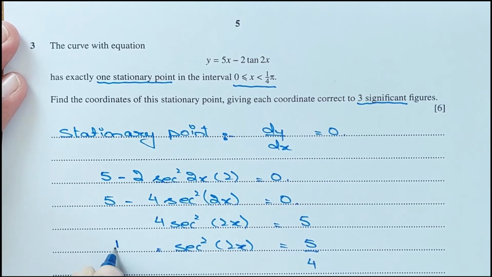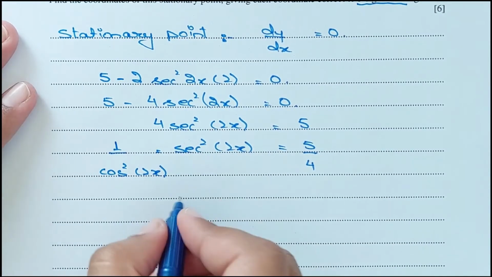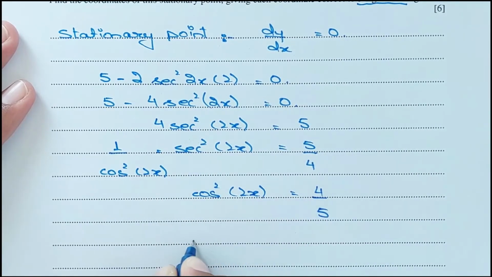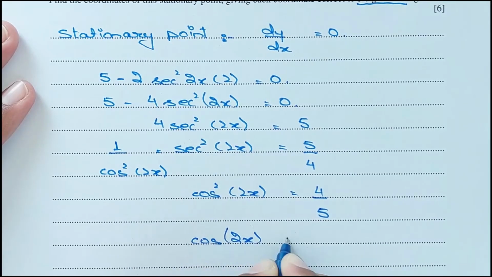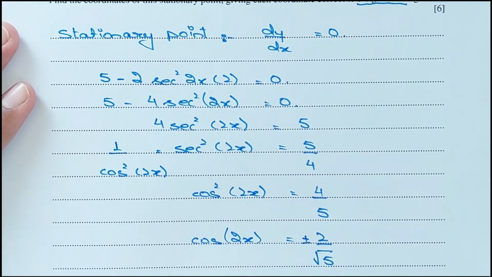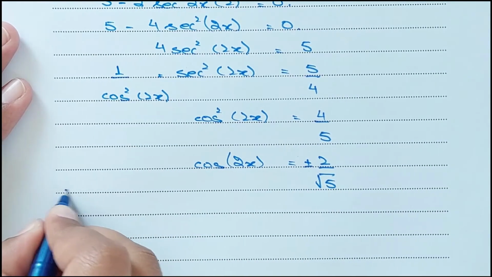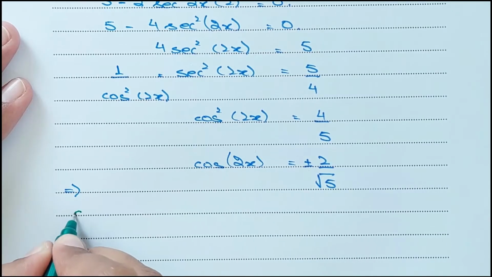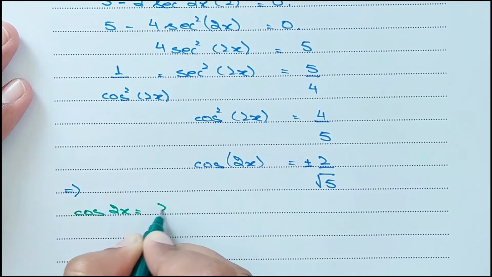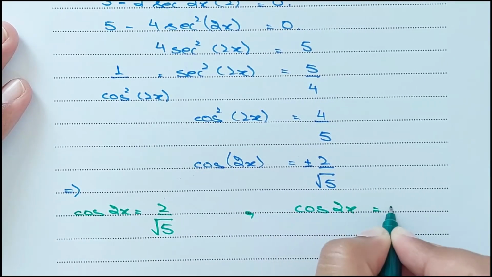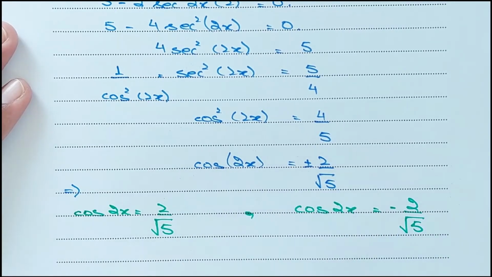And what is secant square? Secant square is 1 over cos square 2x, right? So we can find the value of cos. So cos square of 2x is the reciprocal, 4 over 5. And cos of 2x is equal to 2 over square root of 5 with a plus minus sign, right? Plus minus square root of 4 by 5 is 2 by square root of 5, right? Okay, now we have two values for cos. From here we can say cos 2x is 2 by square root of 5, or cos 2x is negative 2 over square root of 5, right?